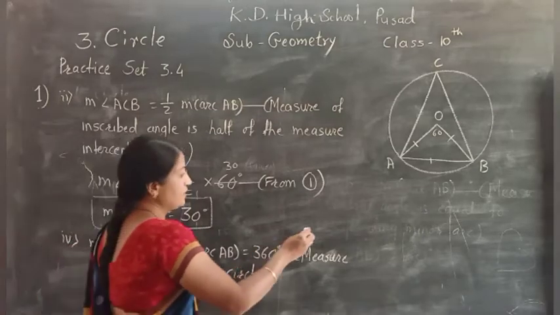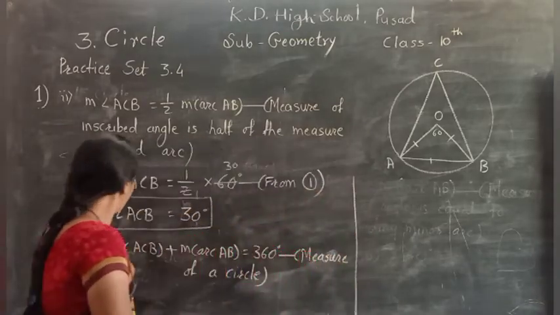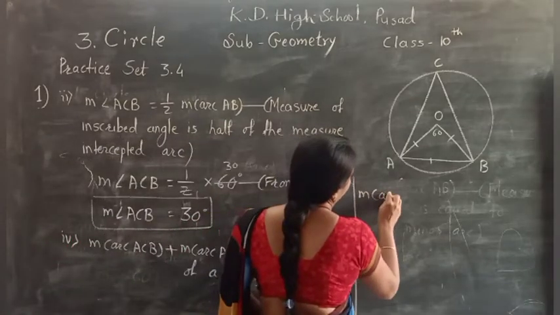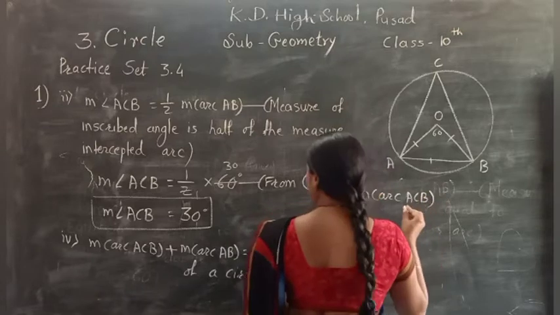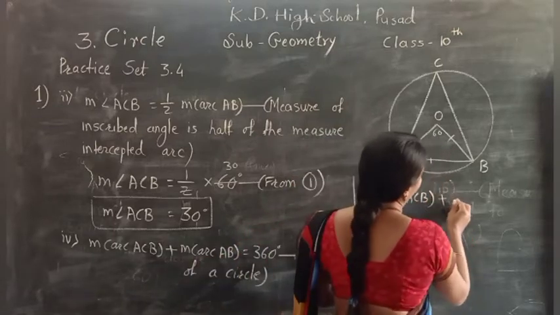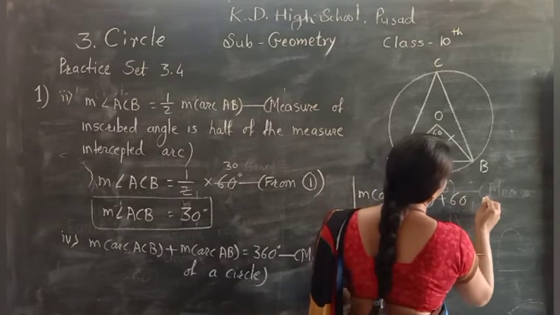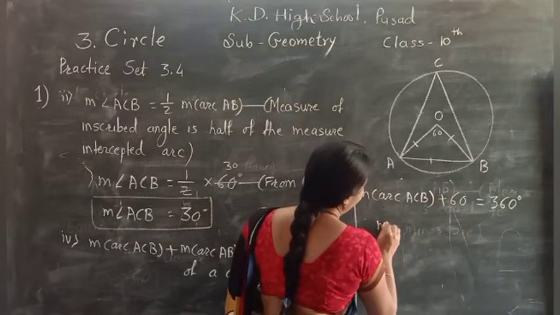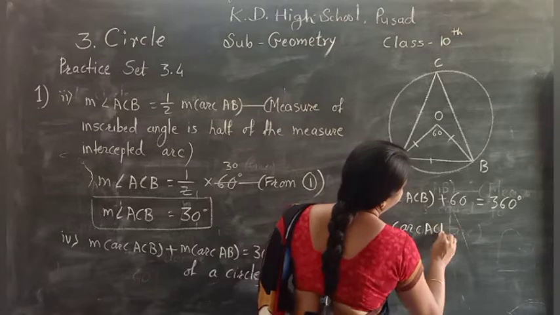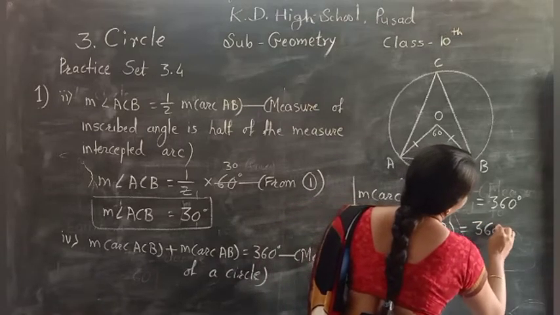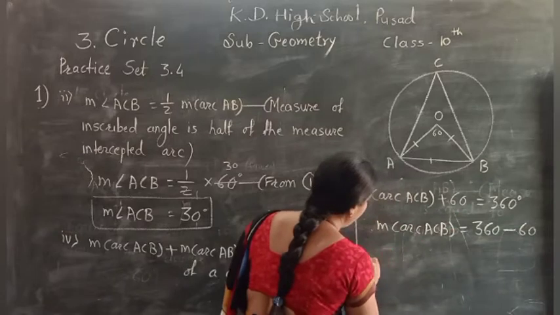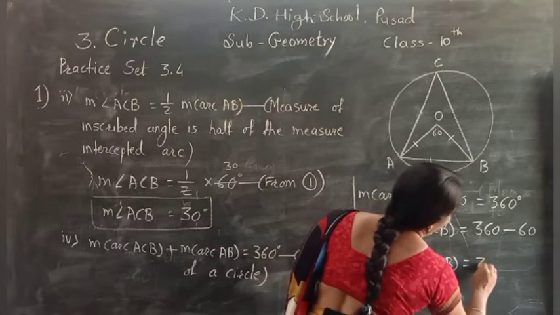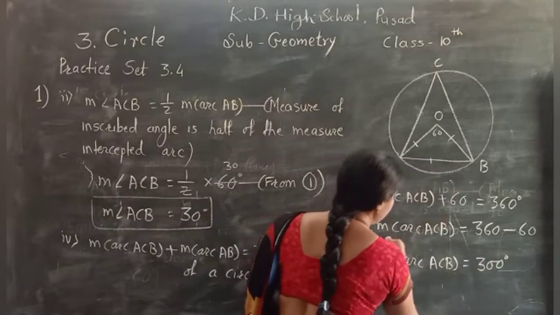Now use this statement here. So measure arc ACB you have to find out here. Measure arc ACB as it is plus measure arc AB we found in equation number 1, that is 60 degree, is equal to 360 degree. Okay, therefore measure arc ACB is equal to 360 minus 60. Therefore measure arc ACB is equal to 300 degree. Okay, this is your final answer.